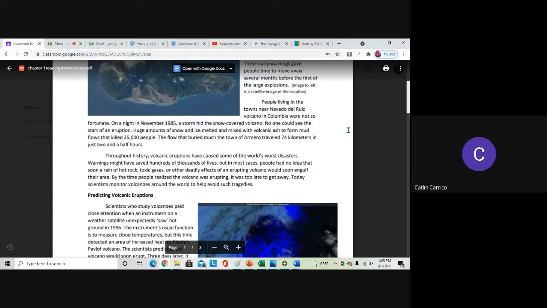Throughout history, volcanic eruptions have caused some of the world's worst disasters. Warnings might have saved hundreds of thousands of lives, but in most cases, people had no idea that soon a rain of hot rock, toxic gases, or other deadly effects of an erupting volcano would engulf their area. By the time people realized the volcano was erupting, it was too late to get away. Today, scientists monitor volcanoes around the world to help avoid such tragedies.